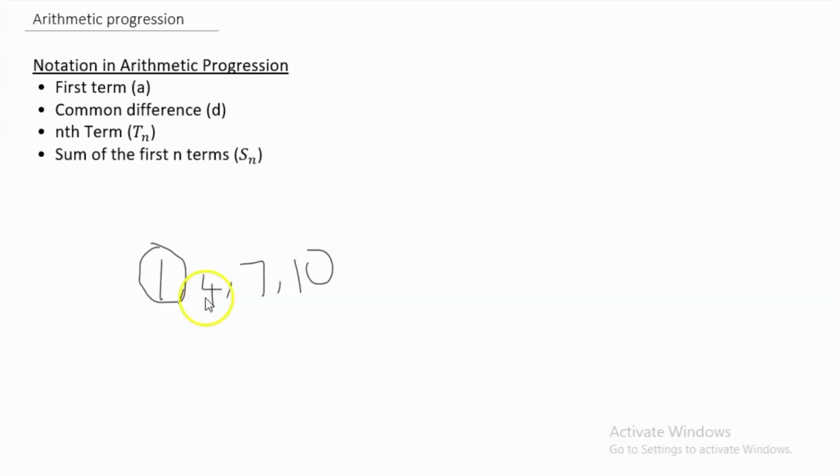So let's see, 4 minus 1 is 3, but we cannot be sure of the common difference unless we've tried it for like 2 or 3 other terms. So 4 minus 1 is 3, 7 minus 4 is 3, and 10 minus 7 is 3. So we know that 3 is the common difference, and this is an arithmetic sequence or arithmetic progression.